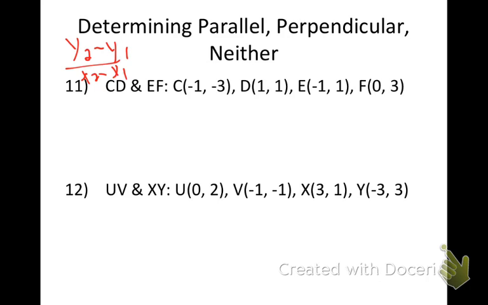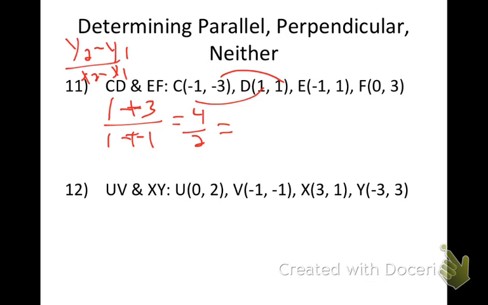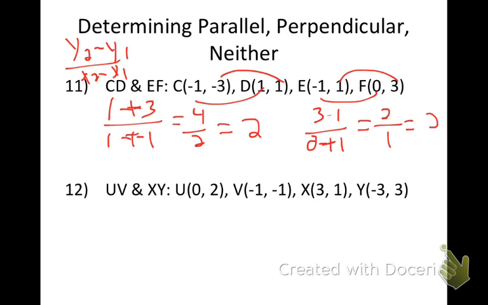So number 11, I need to find the slope of CD. So 1 minus a negative 3 over 1 minus a negative 1. Really gets me 1 plus 3 over 1 plus 1. 4 over 2, what's my slope there going to be? 2. EF, 3 minus 1 over 0 minus a negative 1. 3 minus 1 is 2. 0 plus 1 gets me 1. 2 over 1 is 2. Parallel, perpendicular, or neither? What do you say, Chris? Those are parallel.